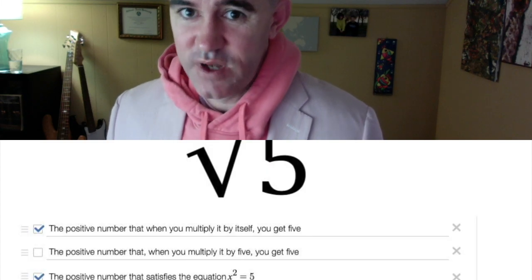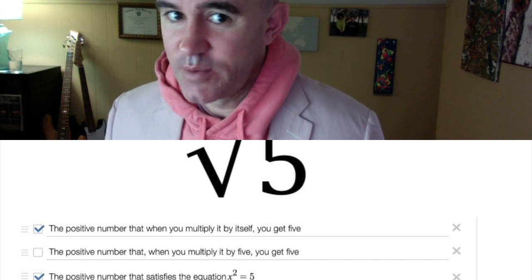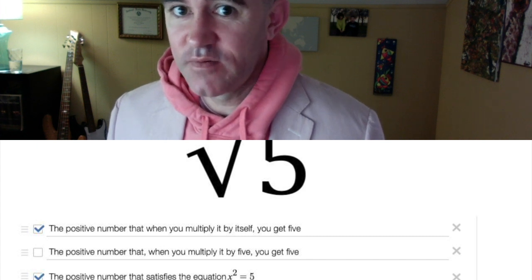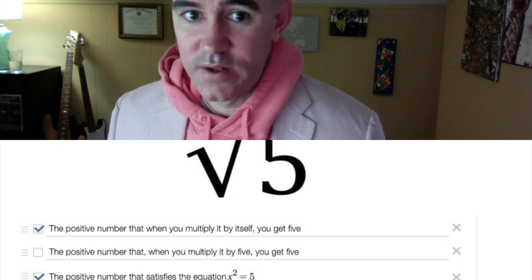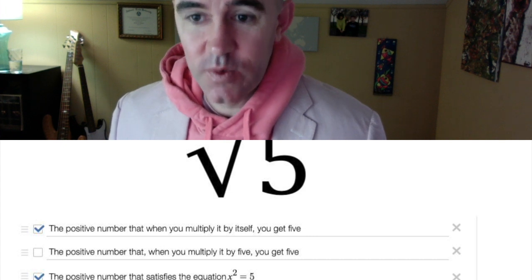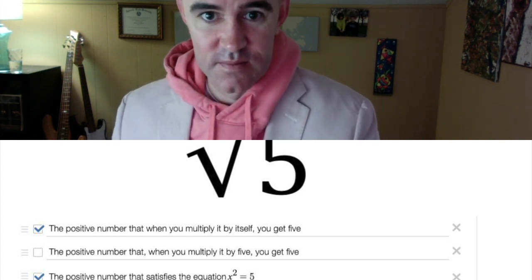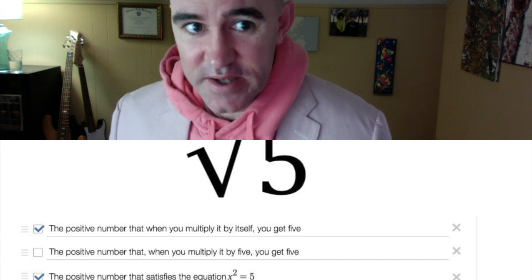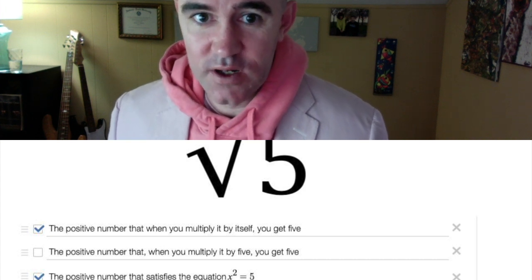What does the square root of 5 mean? Well, it actually has 2 definitions, 2 ways of thinking about it, and they both might surprise you. So they both involve the word positive. 1, it is the positive number that when you multiply it by itself, you get 5. 2 is it's the positive answer to the question x squared equals 5.